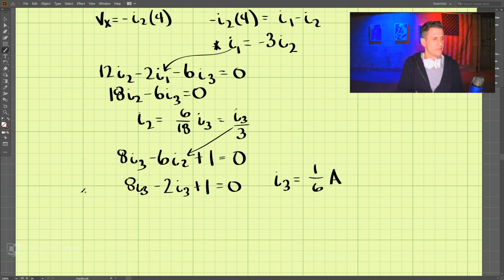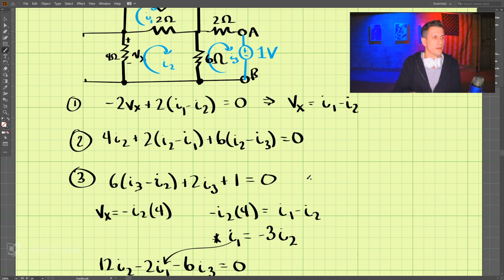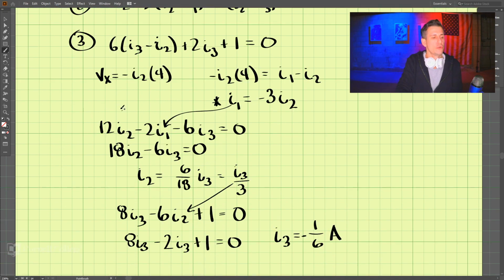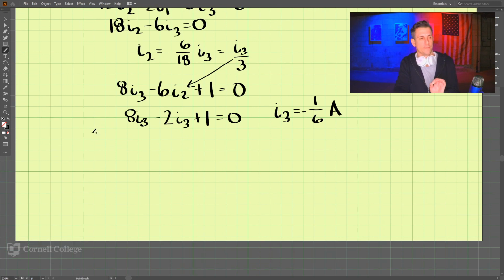And so if we go back up here, I3 here, is that a negative? Yeah, that should be negative 1/6 amp. So if we go back up here, that means that the current coming out of this voltage source, I, is 1/6 amp. And we can use our linearity property then to solve for the resistance.